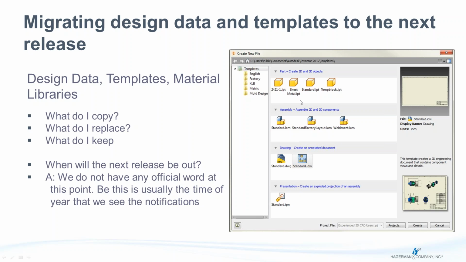When it comes to the templates themselves, sheet metal, standard, anything that is automatically in Inventor, those are the things that we typically want to keep for that release. Anything that we build ourselves, you can see this 2421 IPT here, and I'll have some others in my template list, those are the things that we want to copy and then place into specific folders, and we'll talk about those.